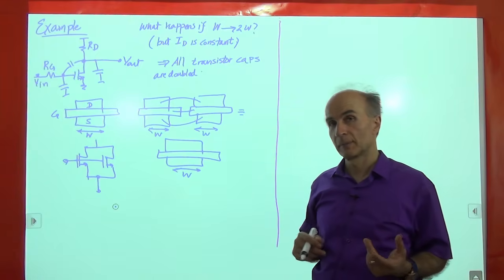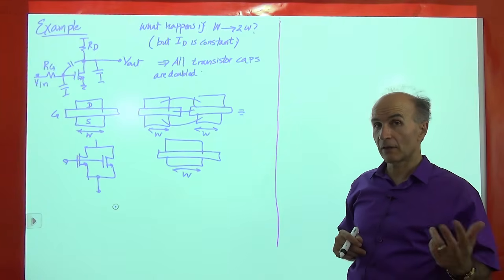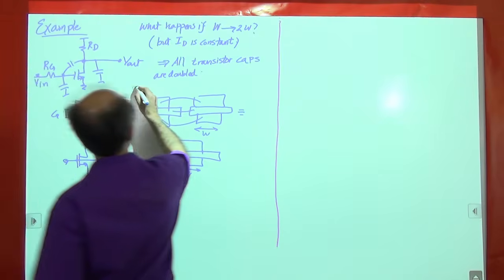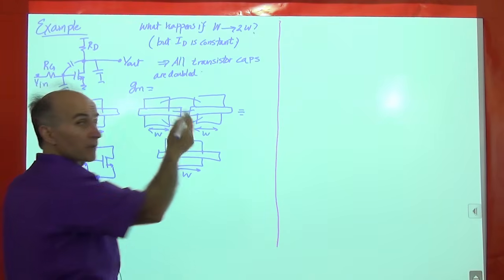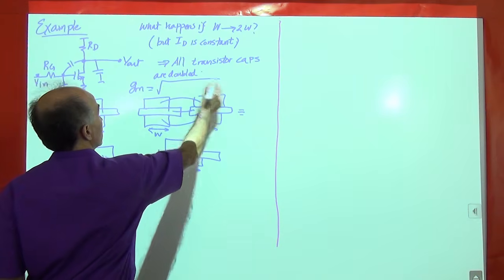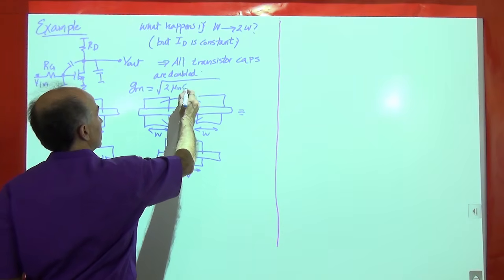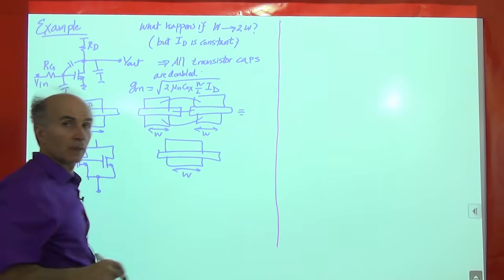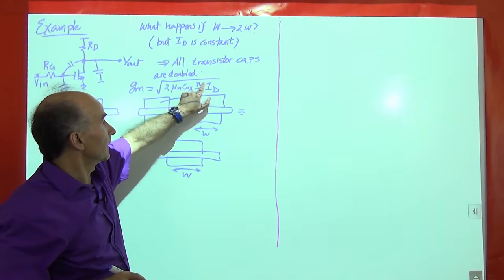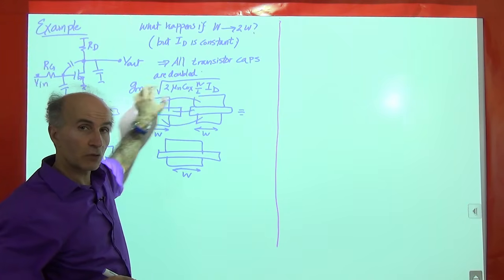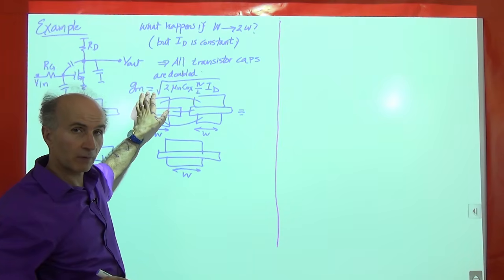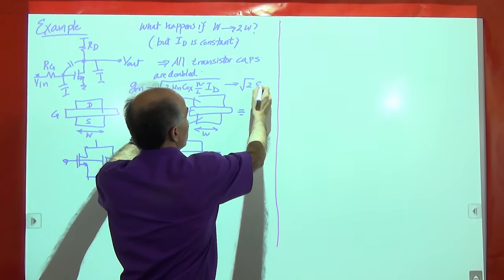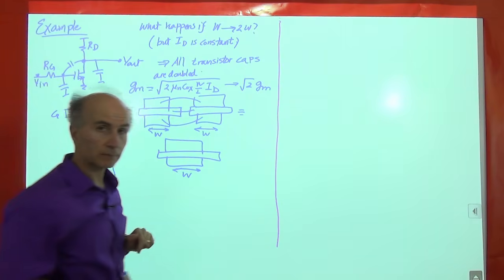Anything else? Well, the transconductance of the transistor goes up a little bit, right? So we know that GM, one of the equations that we have for GM is this, the square root of 2 mu n C ox W over L times ID. We kept ID constant, but we increased W by a factor of 2, so GM goes up by a factor of square root of 2. So that goes to square root of 2 GM.